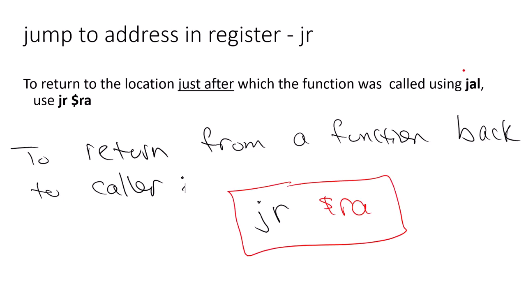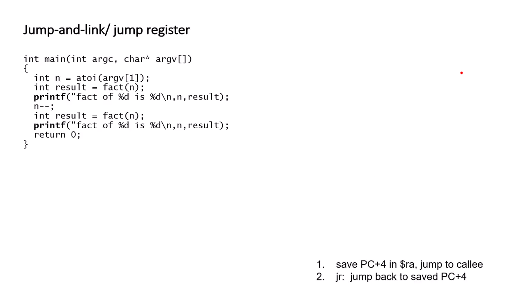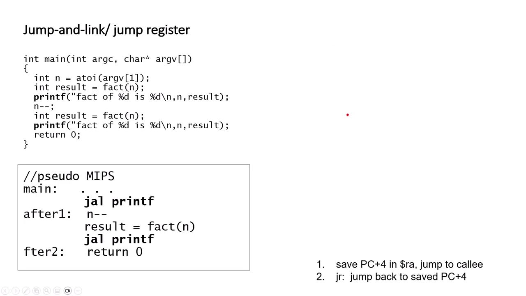And then when you're ready to return, you just simply use a JR, jump to the value in a register, and that returns a quote unquote function back to the caller. So to tidy up our code, it would look something like this, where now instead of a jump to printf, it's a jump and link to printf.